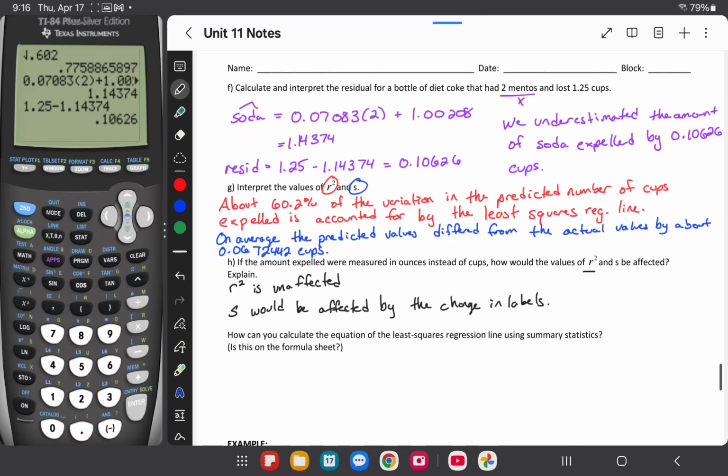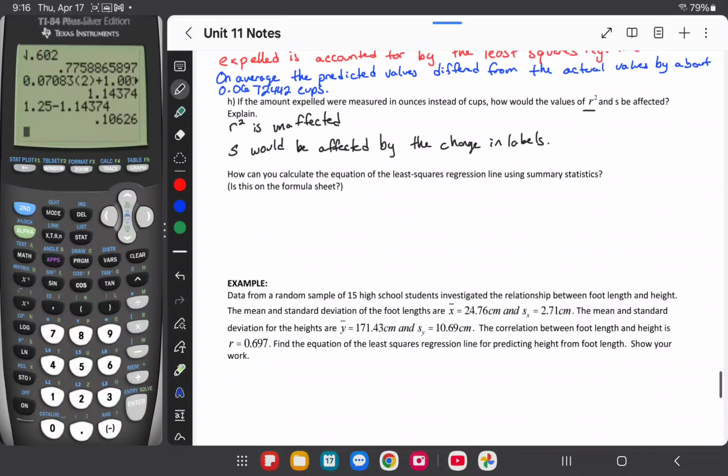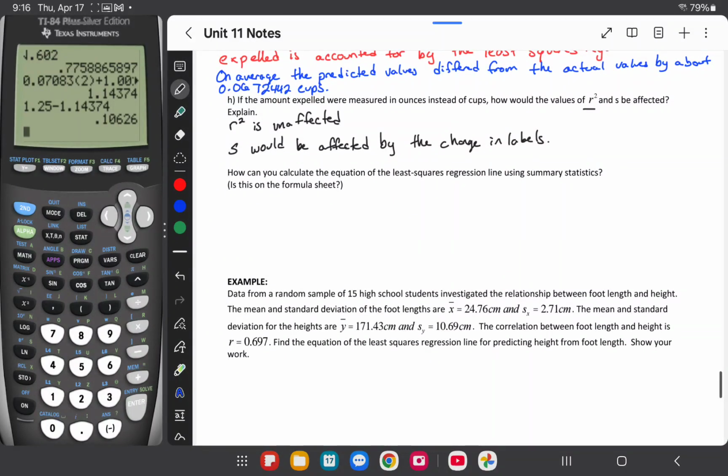Last but not least, how can you calculate the equation of a least squares regression line using summary statistics, and is this on the formula sheet? The answer is yes, it is on the formula sheet. Here is what you need in order to calculate it. You need to have your summary statistics for each of your two data sets. So you need the mean for your x values as well as its standard deviation, the mean for your y variable as well as its standard deviation, and the correlation coefficient between the two, which is r. If you have all of those things, then you can find your line of best fit as follows.